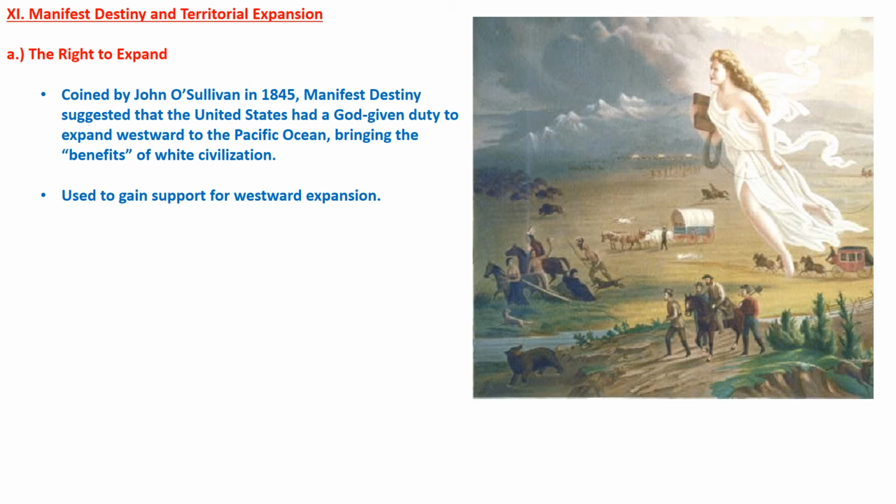This era of expansion is driven primarily by the idea of manifest destiny. This is a term coined by a newspaper editor named John O'Sullivan in 1845 that suggested the United States had a God-given right or obligation to expand westward all the way to the Pacific Ocean, and in doing so bring the, quote-unquote, benefits of white civilization to non-white people living there. This idea of manifest destiny was used to gain support for westward expansion.